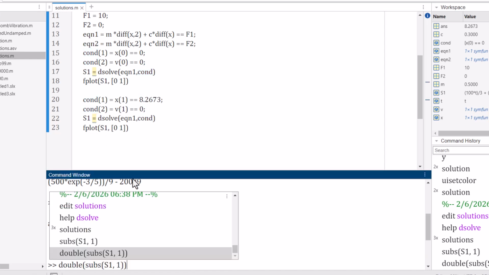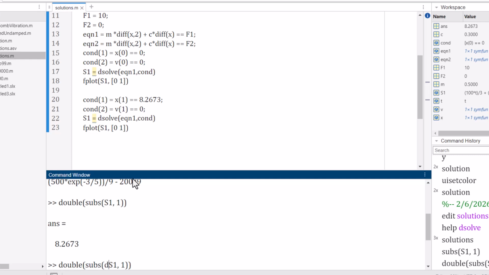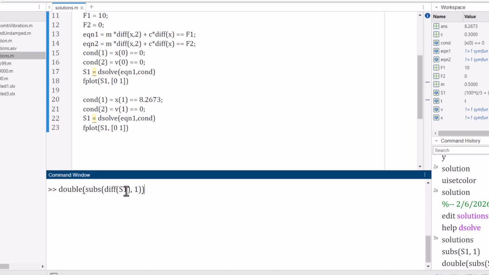And for finding the velocity, instead of S1, I define the first derivative of S1. So what does this line do? S1 was the position. It finds the first derivative of it with respect to time, which is going to be velocity. And using the subs command, the number 1 is going to be fed into this function. So it gives me the velocity at time equal to 1 second. And this function only converts it into a double format.